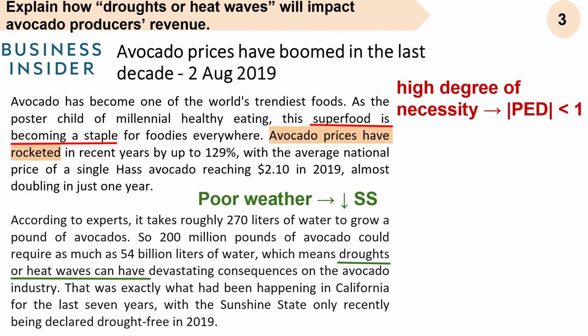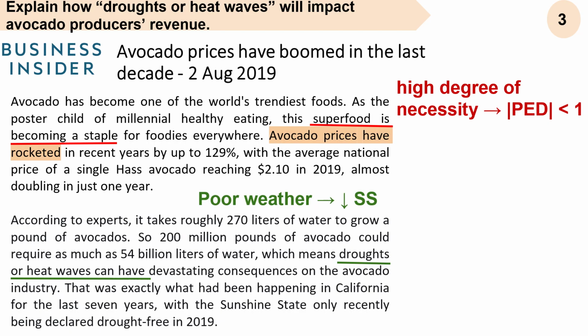Example. There's poor weather because there's drought and heat wave. So water becomes more expensive. It's very hard to grow avocados with the lack of water. Since water is a factor input to grow avocados, there will be an increase in cost of production.